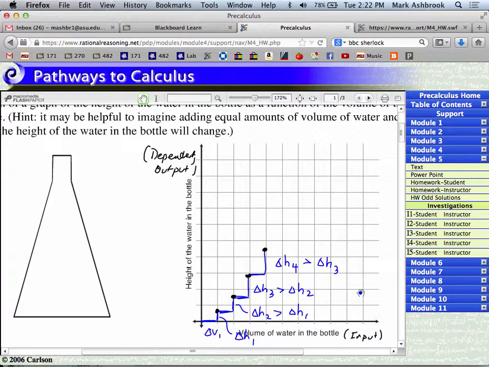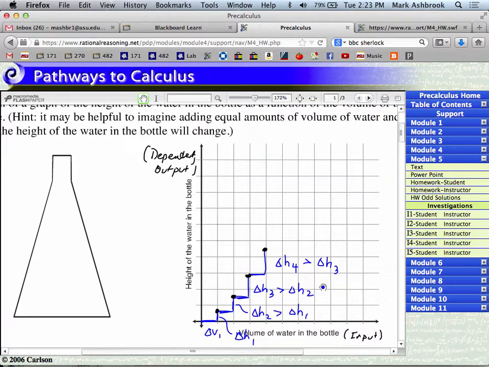First of all, the changes in height, are they positive or negative? They're positive changes. The height is going up, and that's obvious when you add water to the bottle. And are those changes decreasing, staying the same, or increasing? These are increasing changes. So the height is increasing, and the changes are increasing. Okay? So now, for equal changes in input, we're getting increasing changes in output.